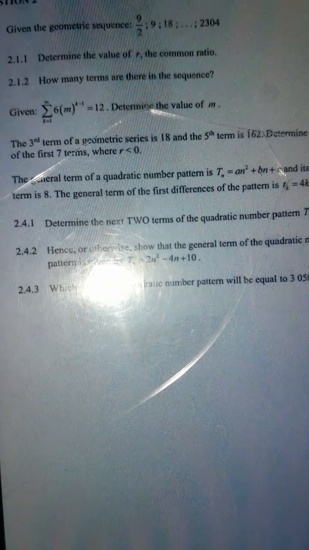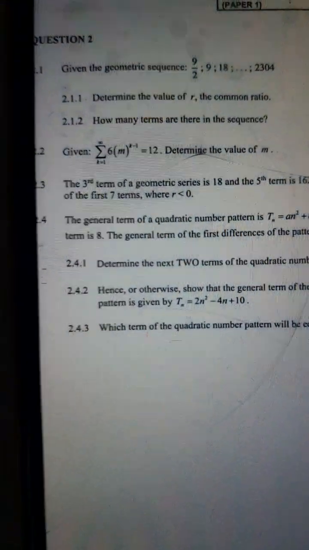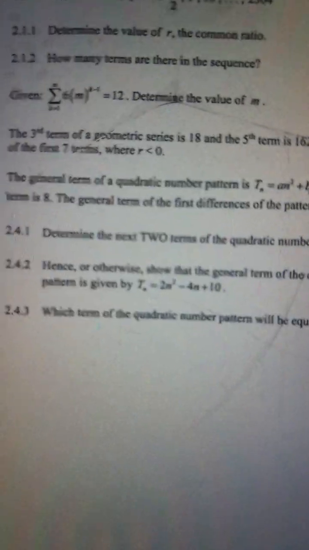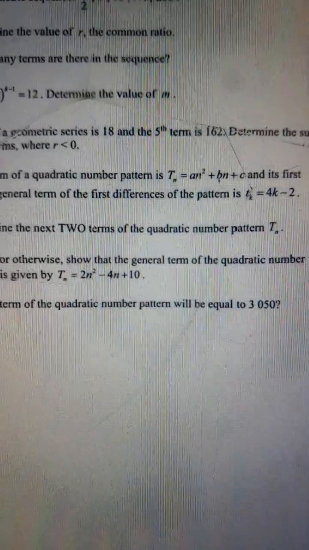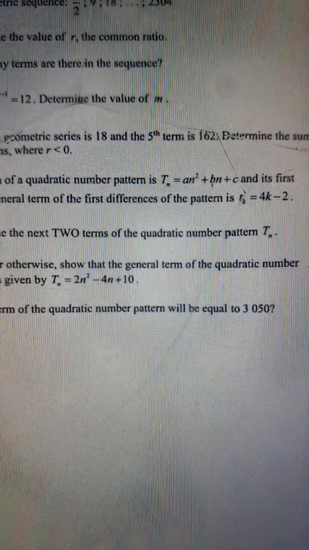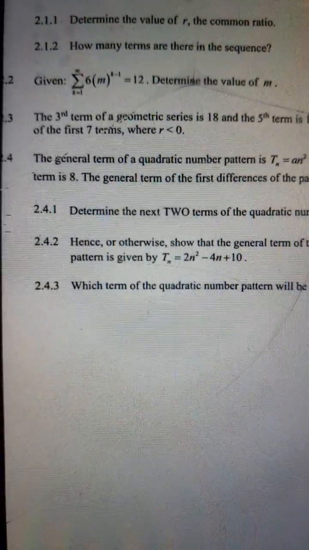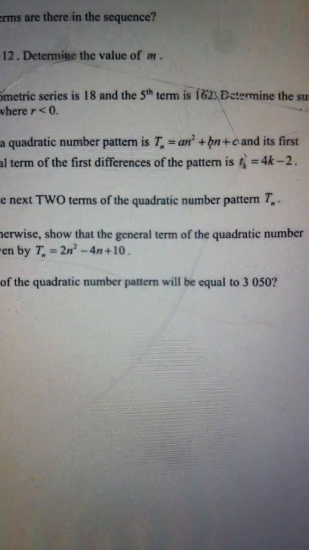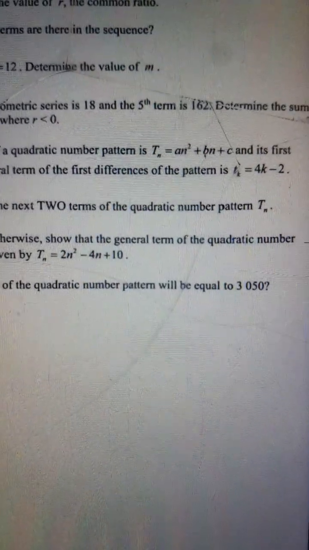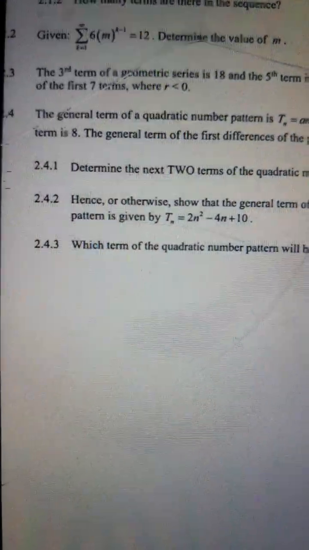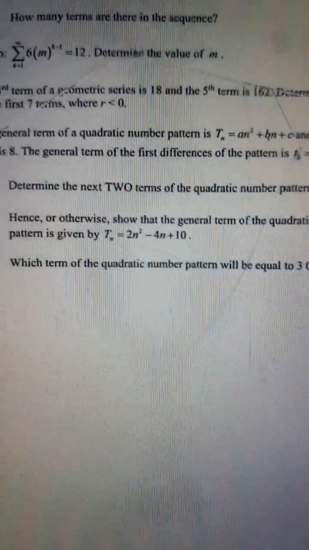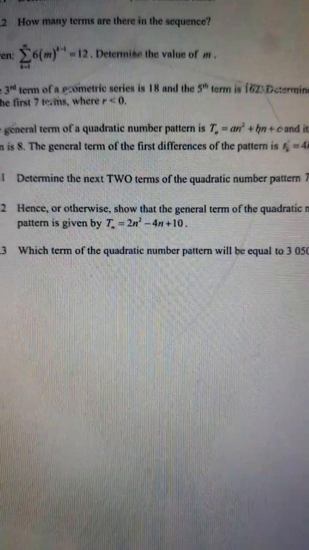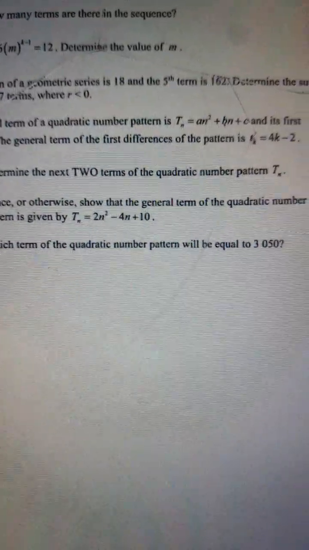At 2.4, we are working with, they said the general term of a quadratic pattern is given as Tn is equal to an squared plus bn plus c, and its first term is 8, and the general term of the first difference of the pattern is Tk, which is equal to 4k minus 2. Determine the next two terms of the quadratic number pattern, right? So we need to find the next two terms.